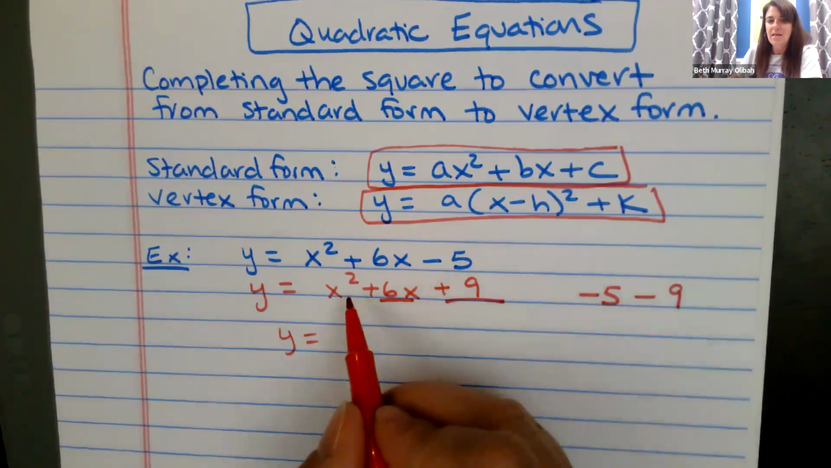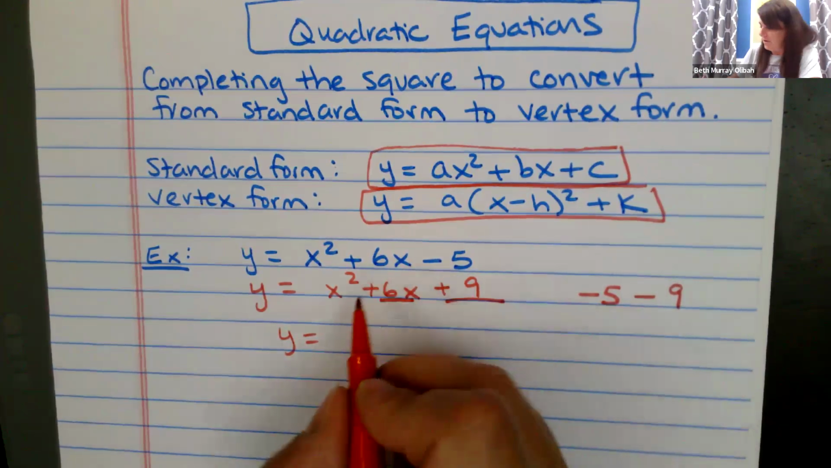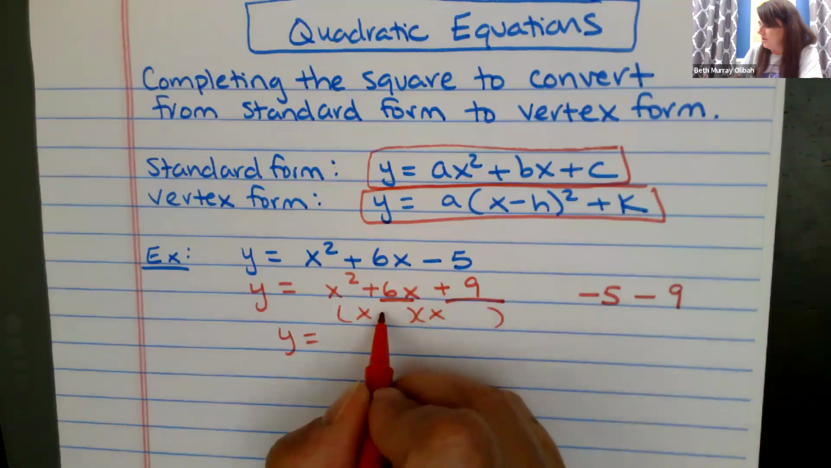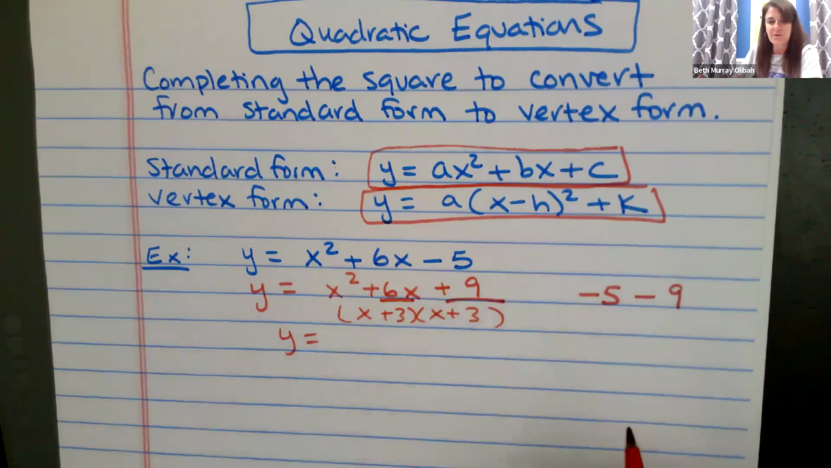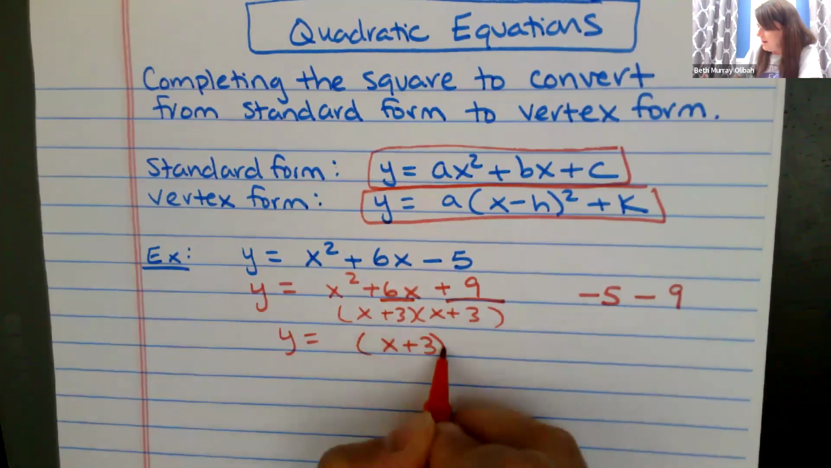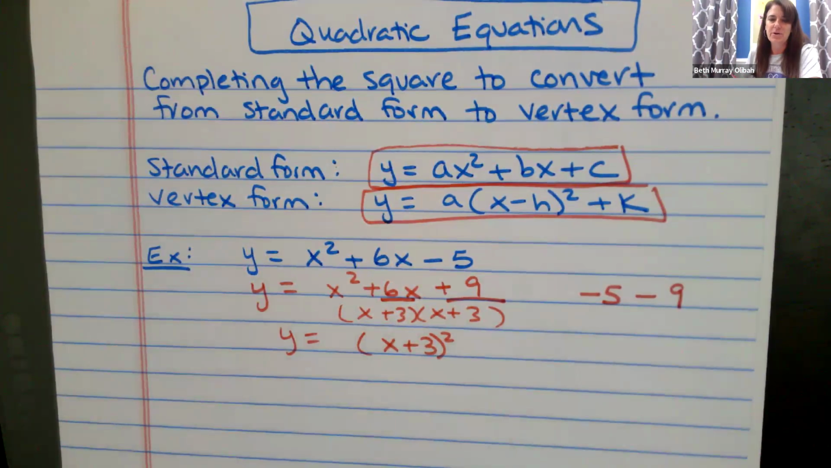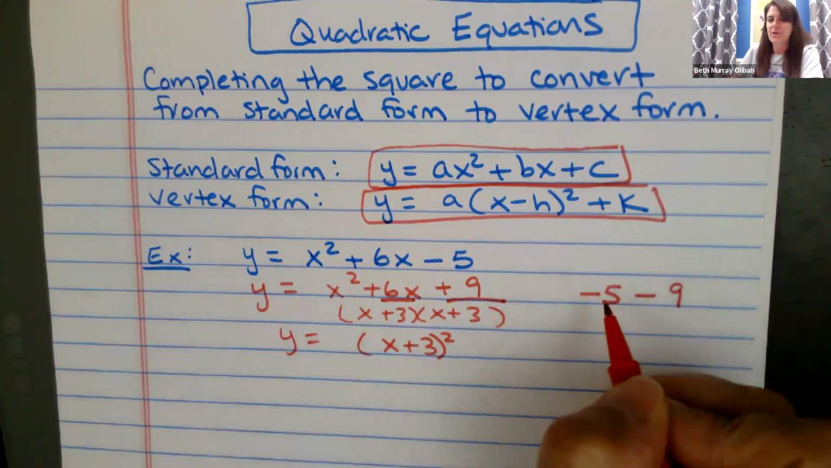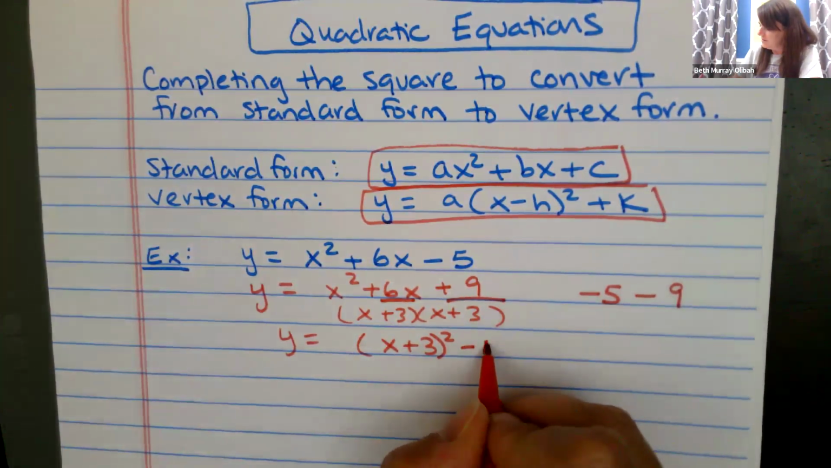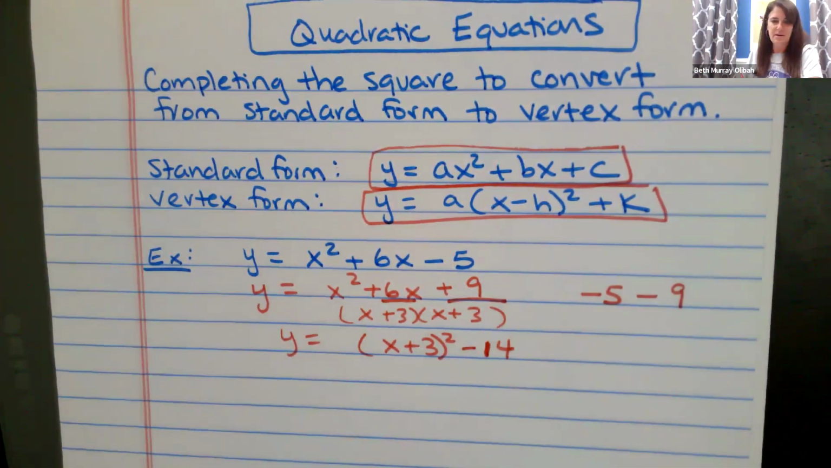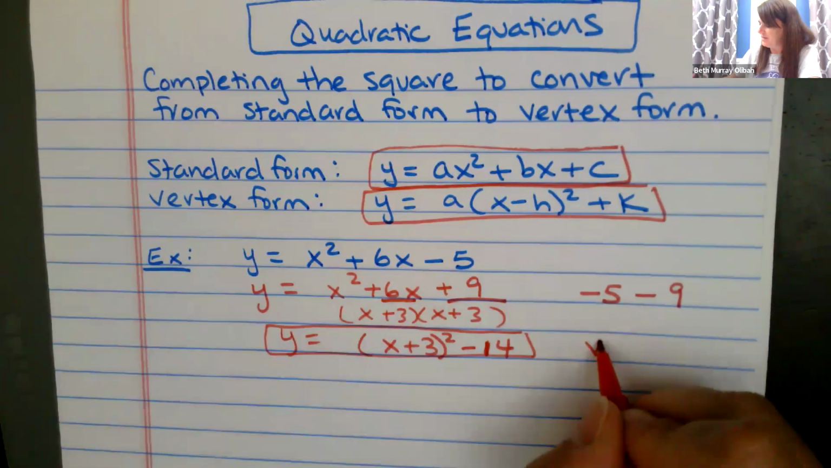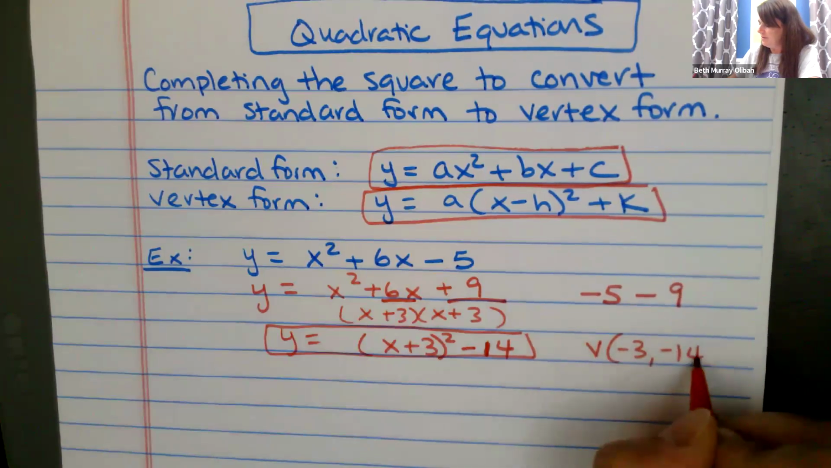But what I did do is change the look of this problem, which is going to help me get to vertex form. You could play around with it, but it will always factor nicely to two things that look exactly the same. So in this case, x plus 3 and x plus 3, which means I can just write it x plus 3 all squared. But then don't forget you have this -5 minus 9, which really gives us -14 at the end.